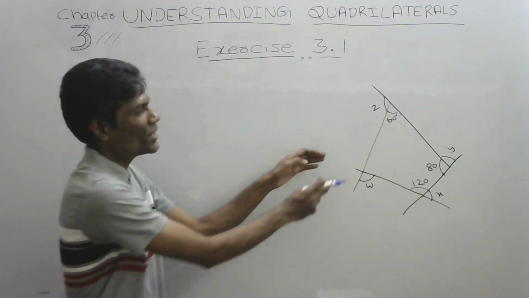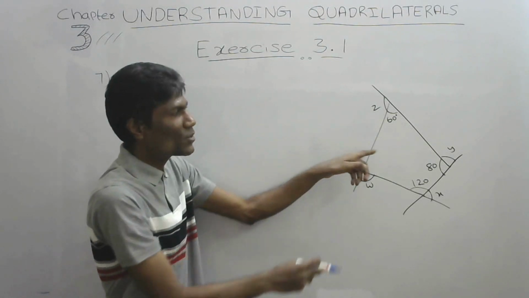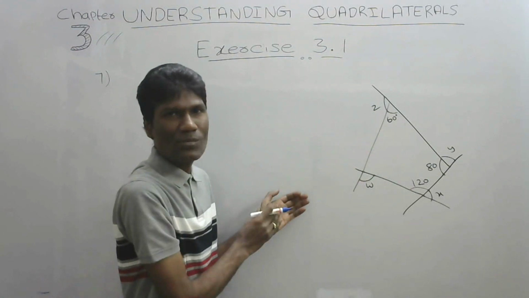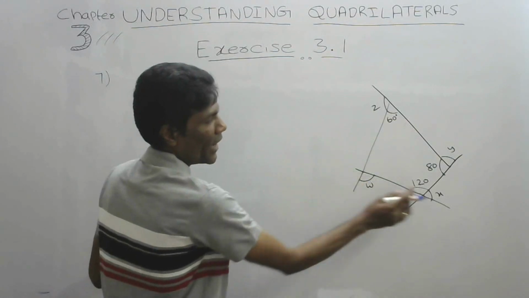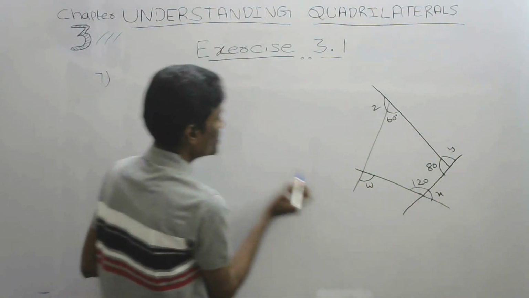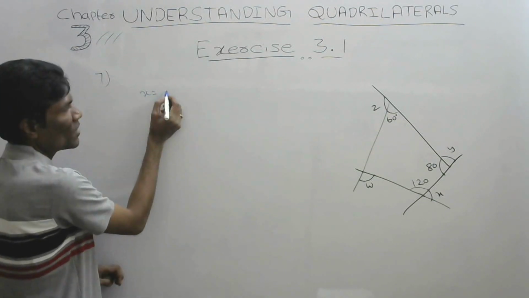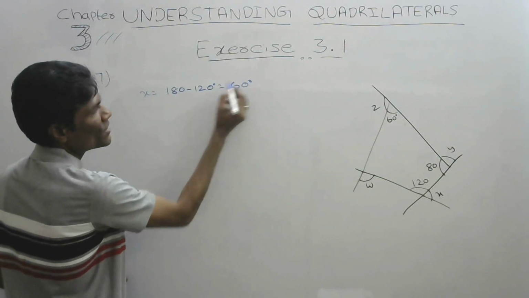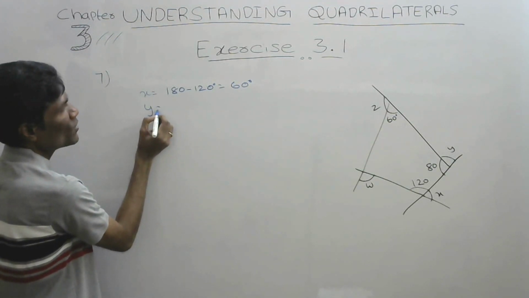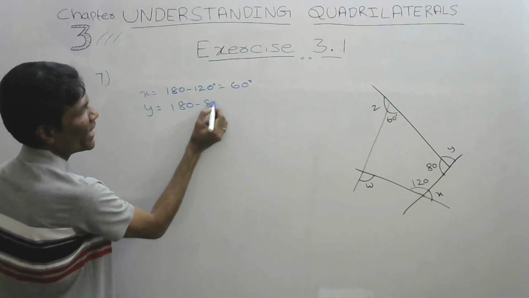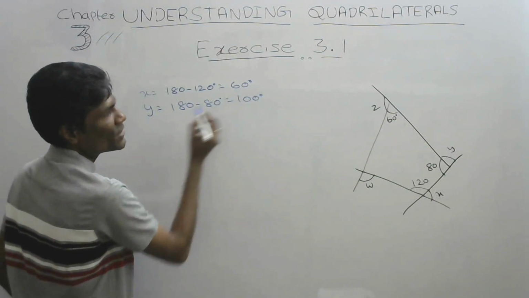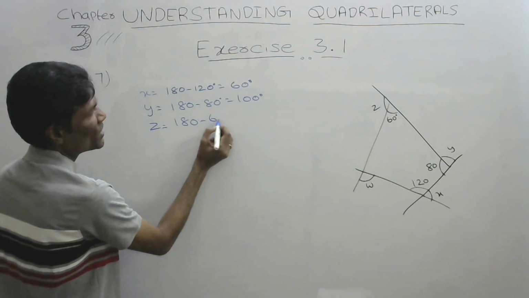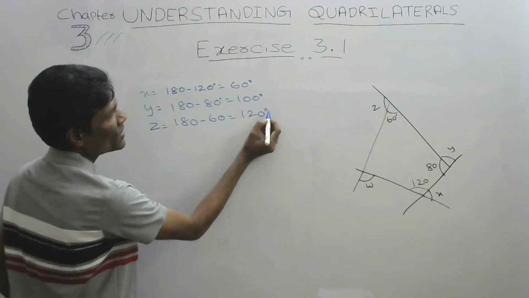Next, same sort of question, only the difference is in the previous question it was a triangle, now it is a quadrilateral. Let us apply the same rule. Now, x total is 180, so x equal to 180 minus 120, that is 60 degrees. Now, y equal to same, 180 minus 80, that is 100 degrees. Then z, 180 minus 60, that is 120 degrees.